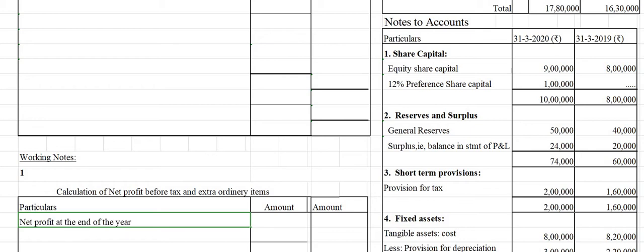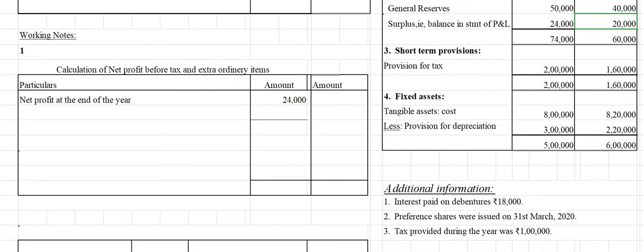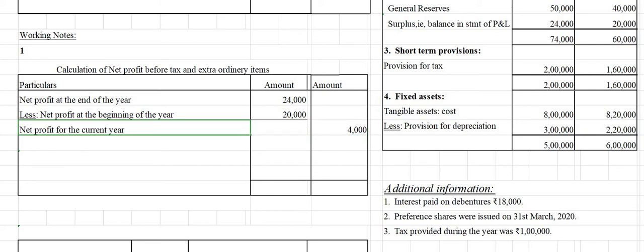Net profit at the end of the year, how much? 24,000. So that 24,000 we are writing. Then from that, opening balance will be deducted. 20,000 is the opening balance, that will be deducted. Less net profit at the beginning of the year. 20,000 is deducted. So we will be getting 4,000. Sorry, that current year's profit will be 4,000 rupees. That we will write here. So that is net profit for the current year.